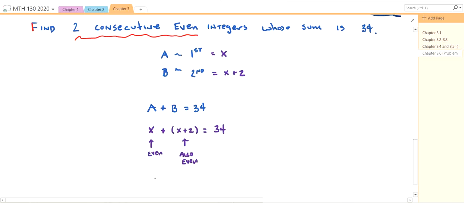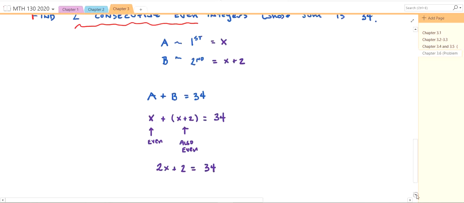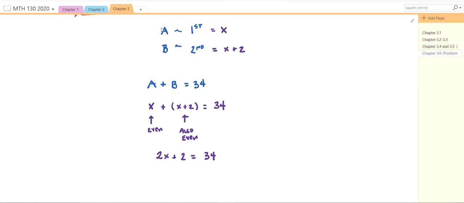All right, so we end up with 2x plus 2 equals 34. So now it's just time to solve this relationship. Again, we'll subtract 2 here, minus 2. That kills that 2 over there. This equals 32 and 2x.